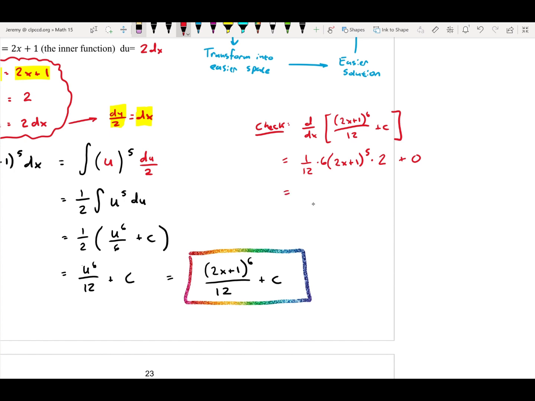So simplifying, I have 6 times 2 and then times 1/12. So that just simplifies to 1. And then I'm just left with (2x + 1) to the 5th, which is, of course, what we started with. Right? This was the integrand in the beginning of the problem. So it worked.